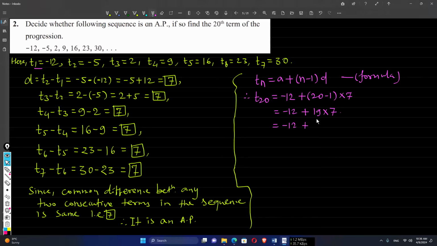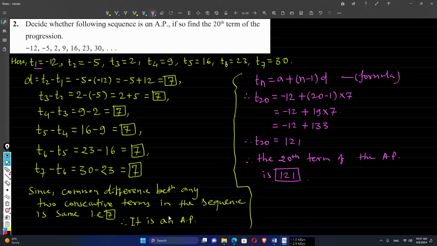Now further simplify it. Minus 12 plus 19 times 7 is 133. And if you subtract 12 from 133, it will give us the number 121. So the value of T20 is 121. Therefore, the 20th term of the AP or the arithmetic progression is 121. And that's the final answer. This question can be asked for 3 marks.